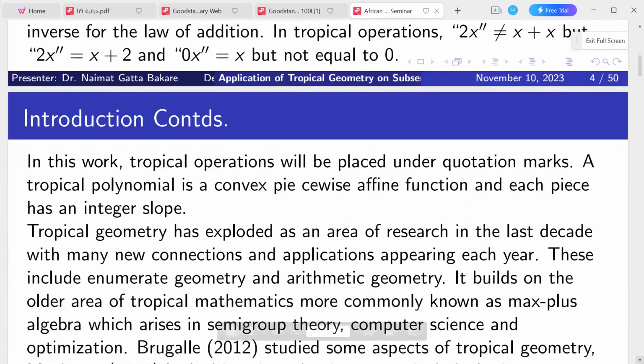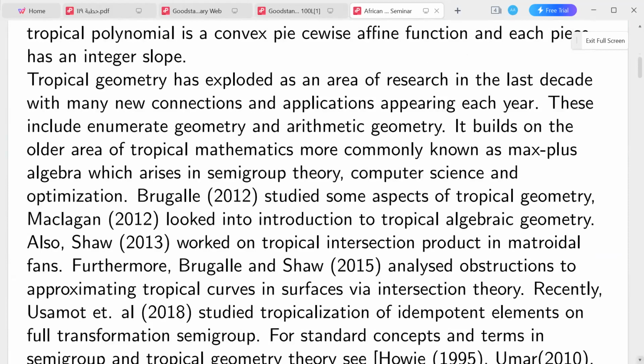Moving further, in looking at this tropical geometry, many researchers have worked on it. Like Bakare in 2012 studied the aspect of tropical geometry. Naimat in 2012 looked into the introduction to tropical algebraic geometry. In 2013, work on tropical intersection product in manifolds. So Bakare and so many researchers have worked on this tropical geometry. That is what equally brought us to this work, because we equally look at how we can apply our tropical geometry into our area of specialization, which is our transformation semigroup.